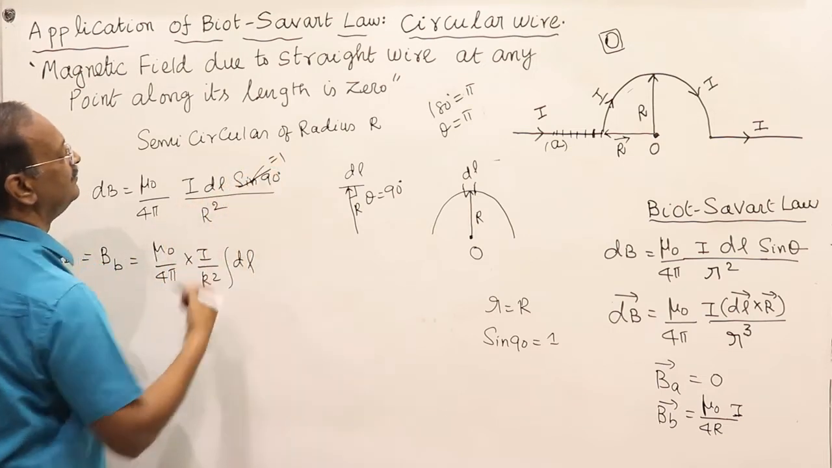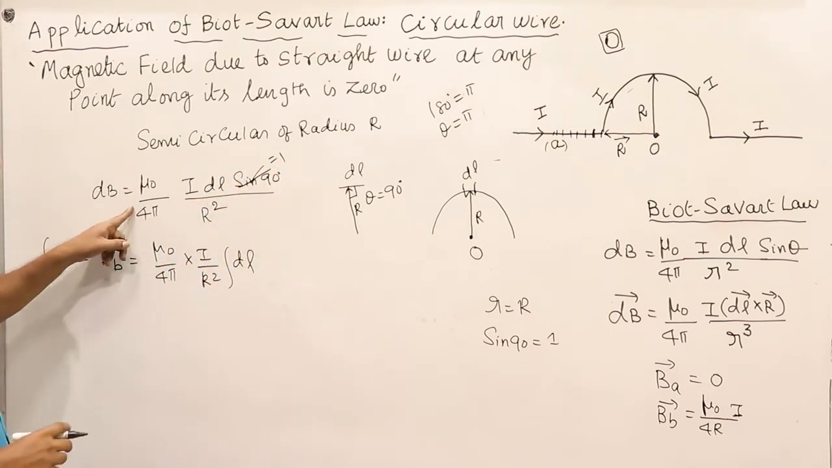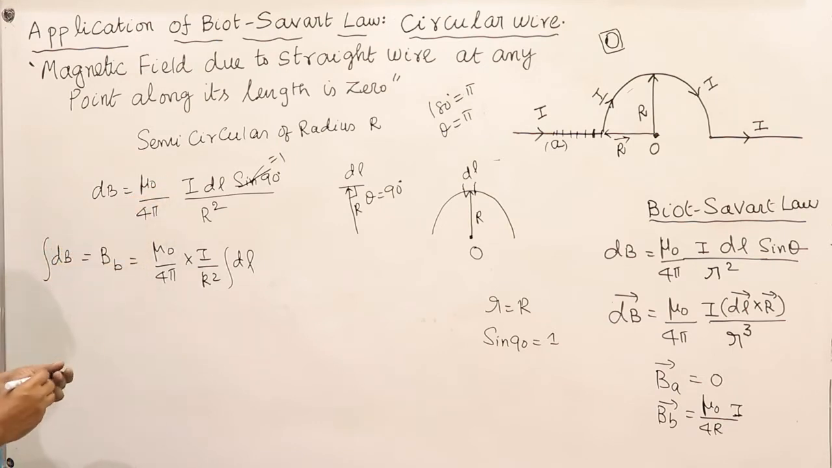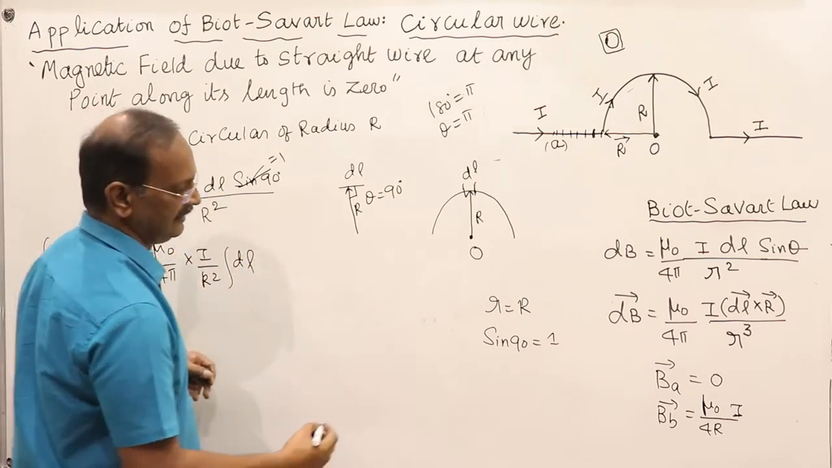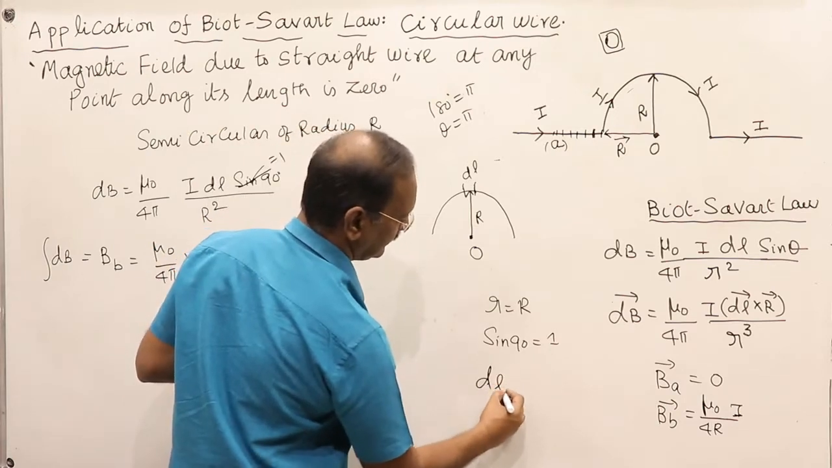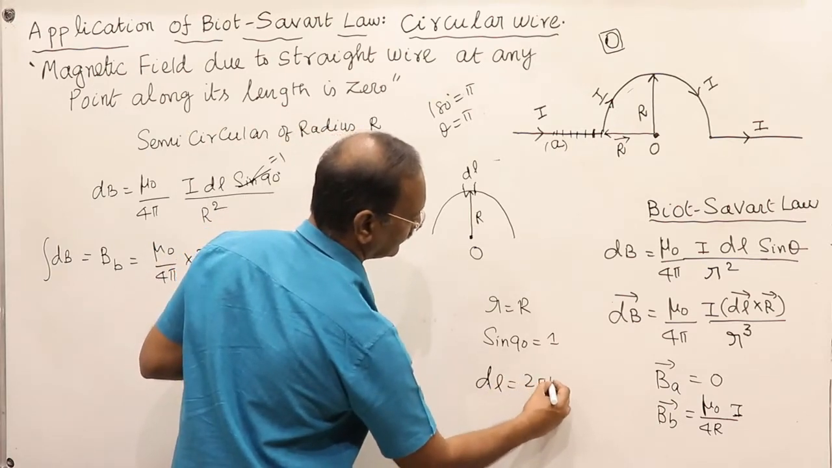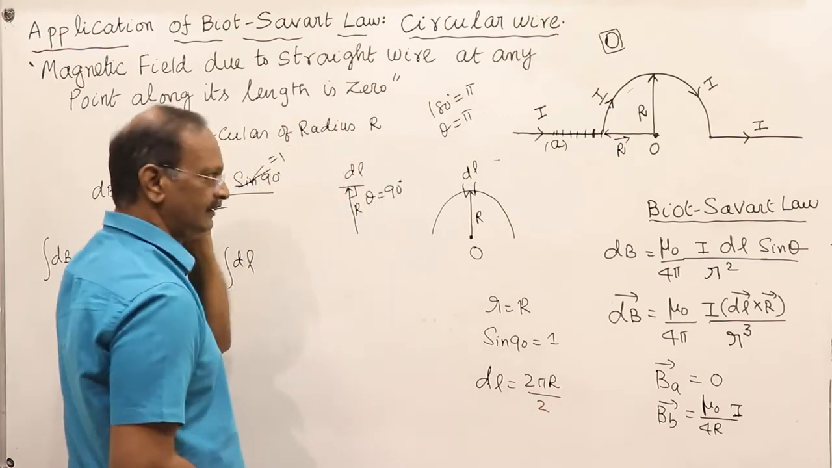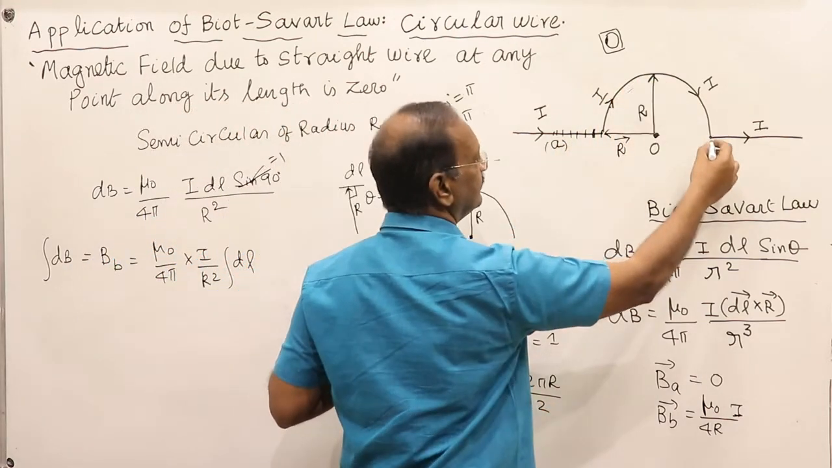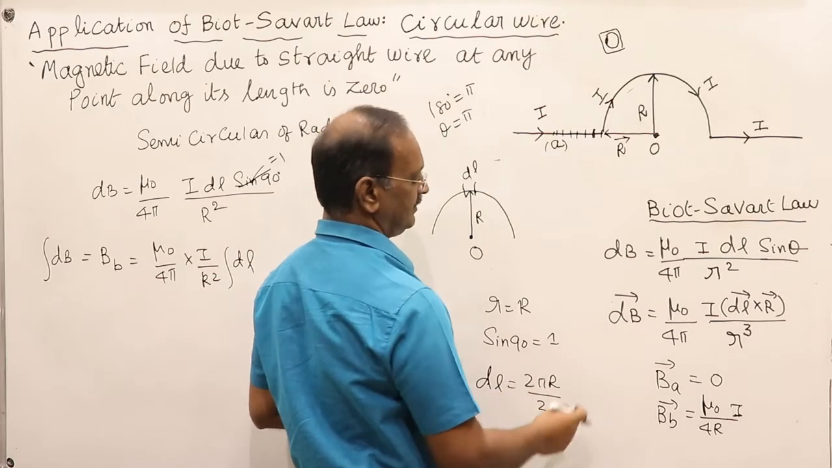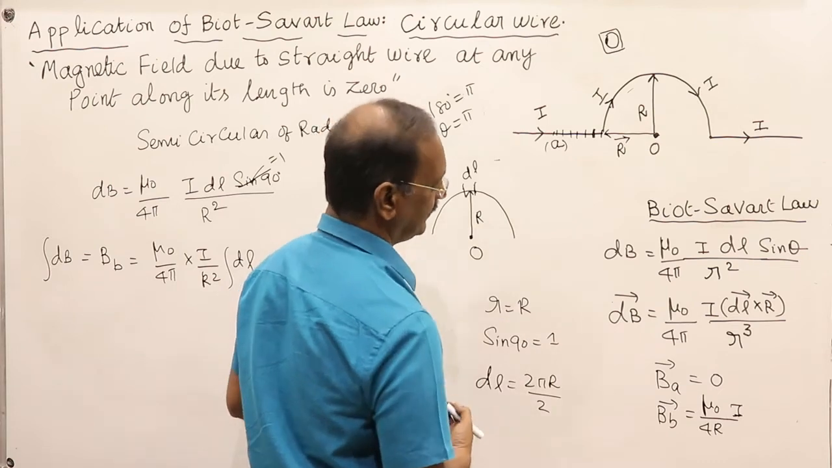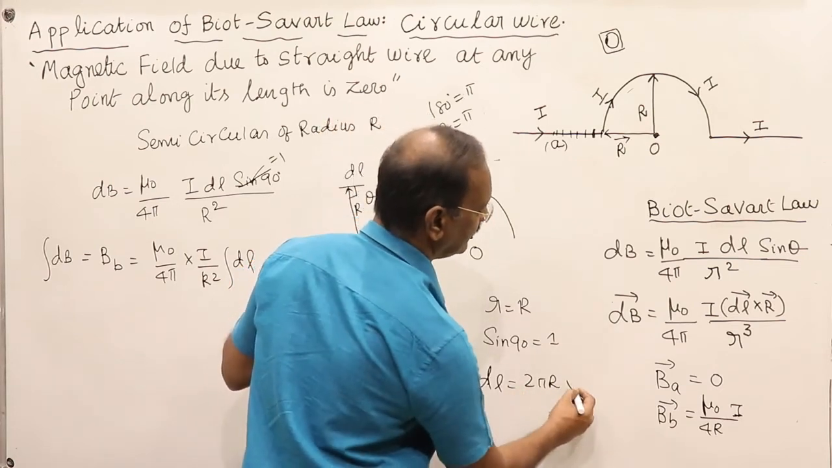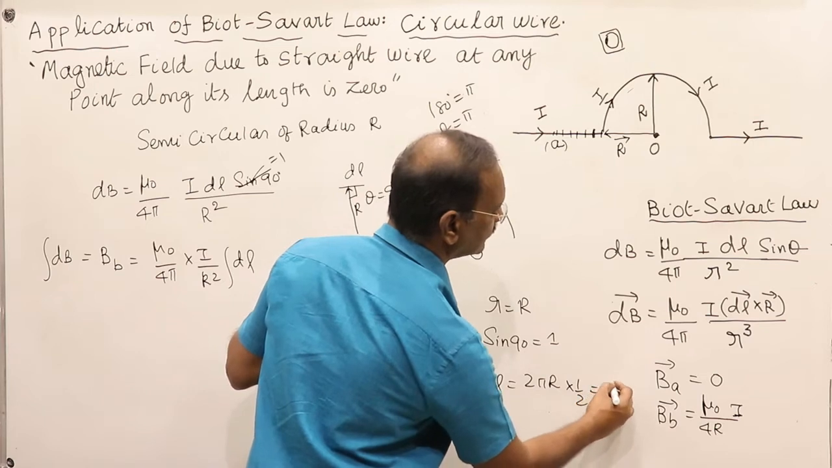This already becomes 1, and mu naught by 4 pi we have taken out. I is also constant flowing, and the radius also constant we have taken out. Only dl is left. What is dl? dl is equal to 2 pi r divided by 2. Why? Because for the length of this semicircular portion, we take the circumference of the full circle into half of it, which is equal to pi r.